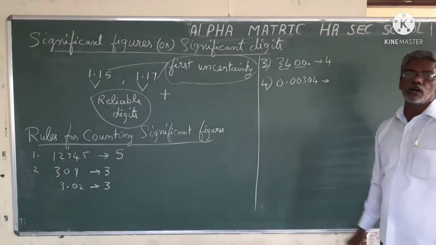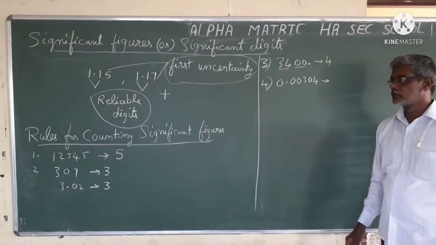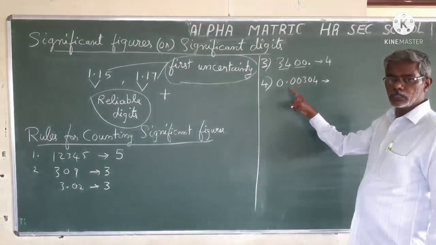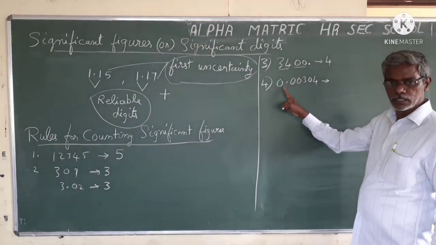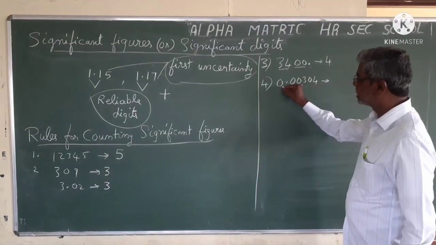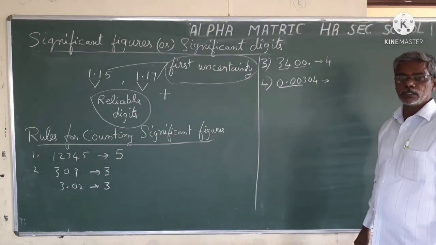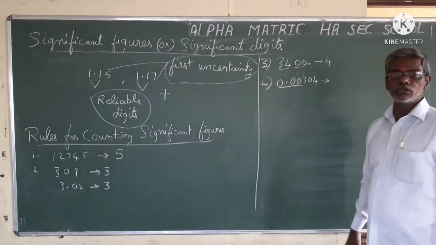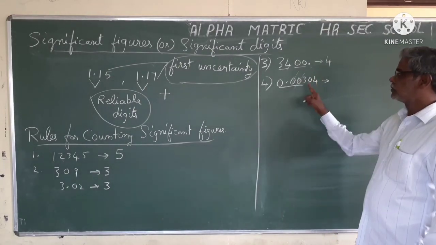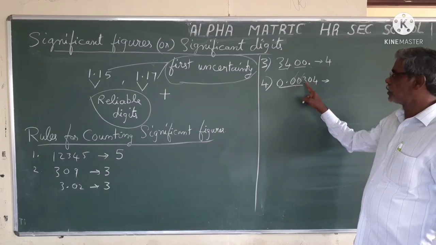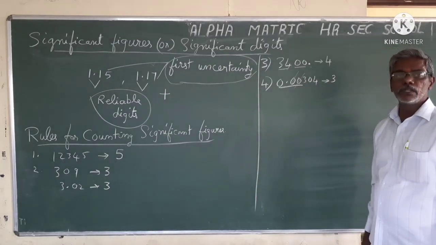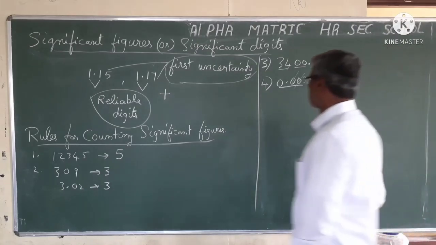Next rule. In this number, what will be the significant figures? Here, before non-zero digits, if zeros are there, that is, preceding zeros, then they should be excluded. They should not be counted. Now you count the remaining digits. 1, 2, 3. So for this number, the significant figures will be 3.